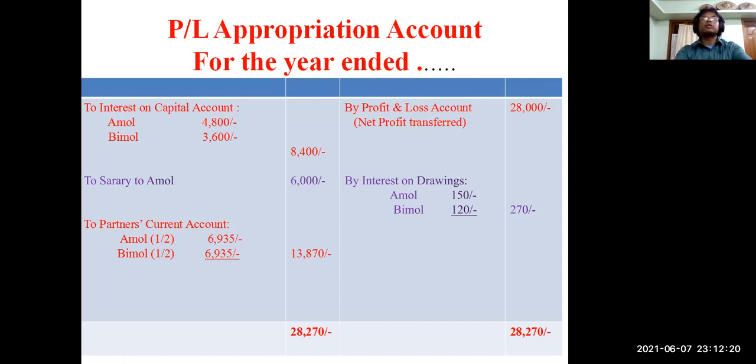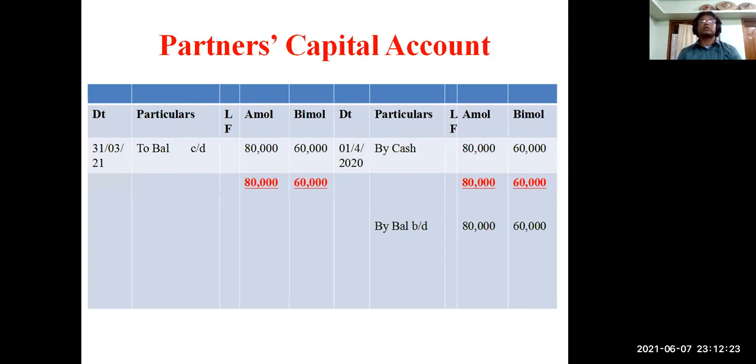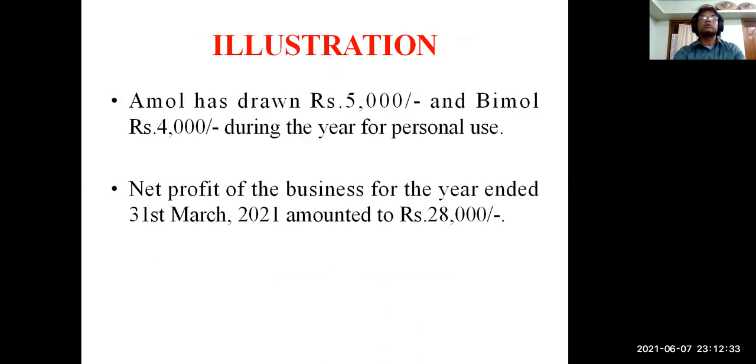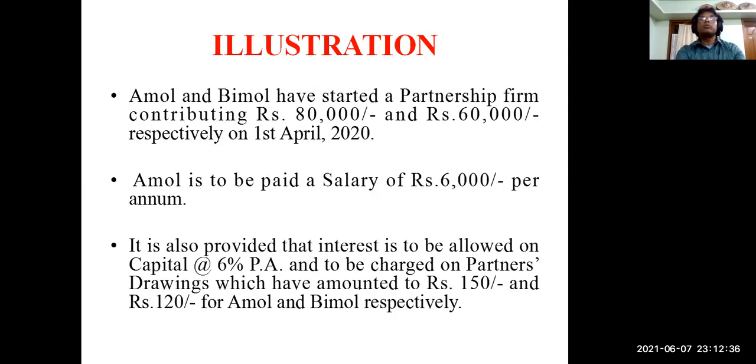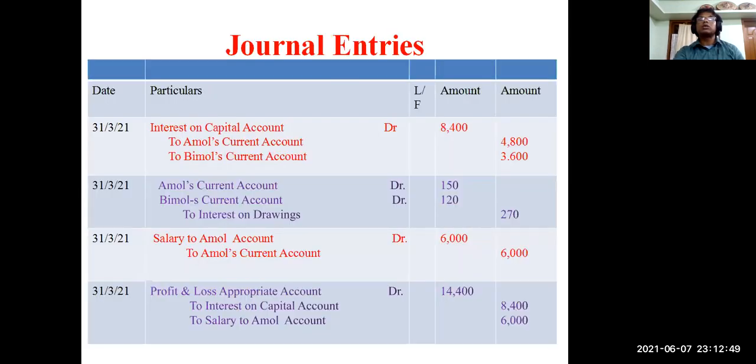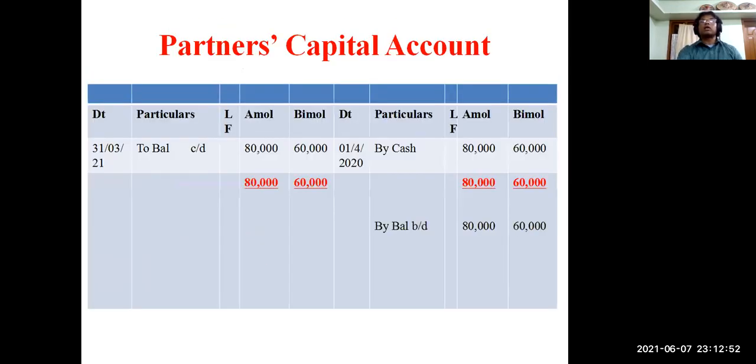So now, next, partners' capital account. See, this is the partners' capital account. Since the partners' capital accounts are fixed, it will be very, very simple. In the question, see this line: Omol and Bimol started a partnership firm on 1st April 2020. It's a new business. If it were an old business, then it would be balanced. But they have just started the business, so see what I have written in the capital account: on the right side, by cash 80,000 and 60,000, Omol and Bimol.